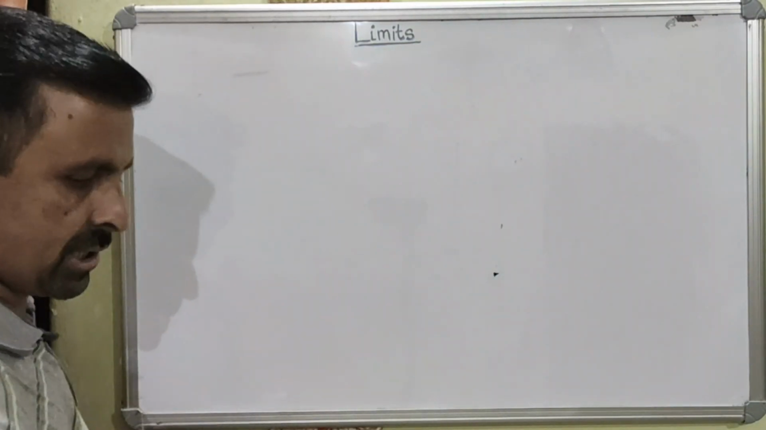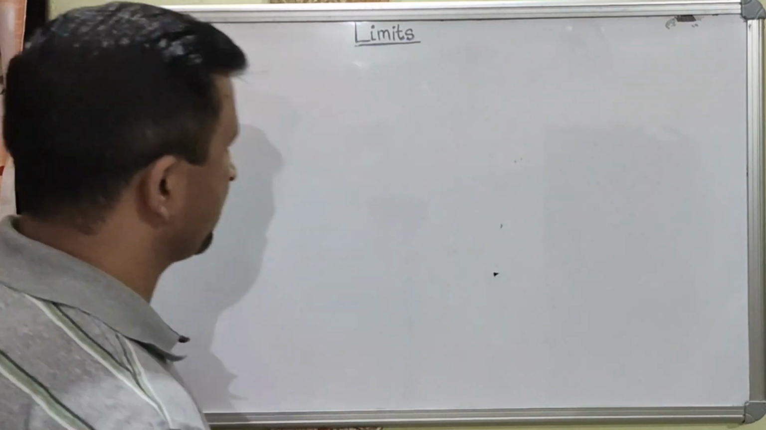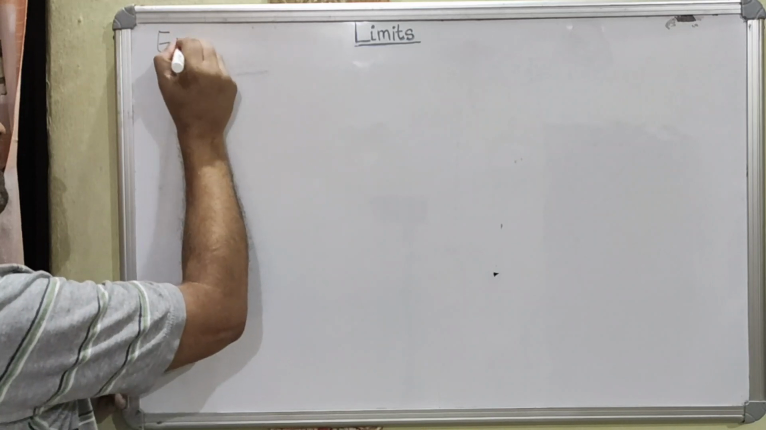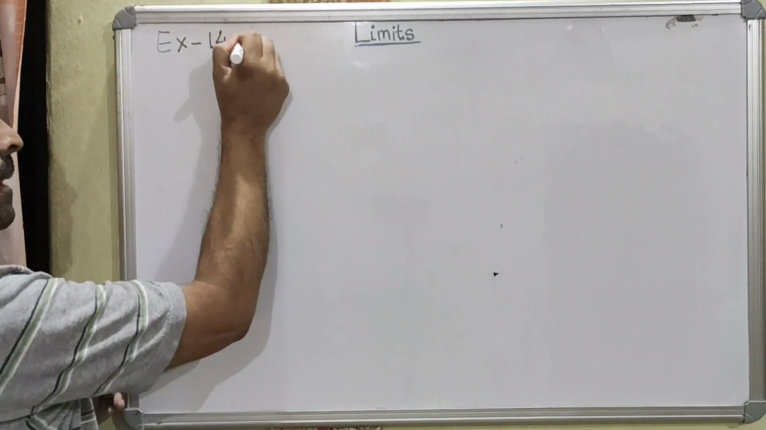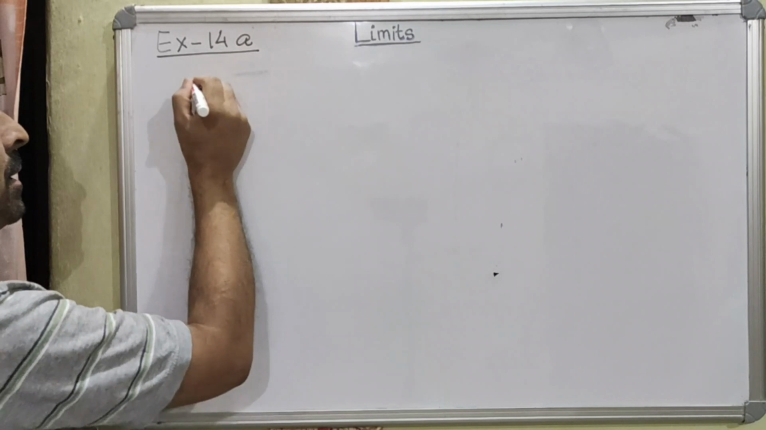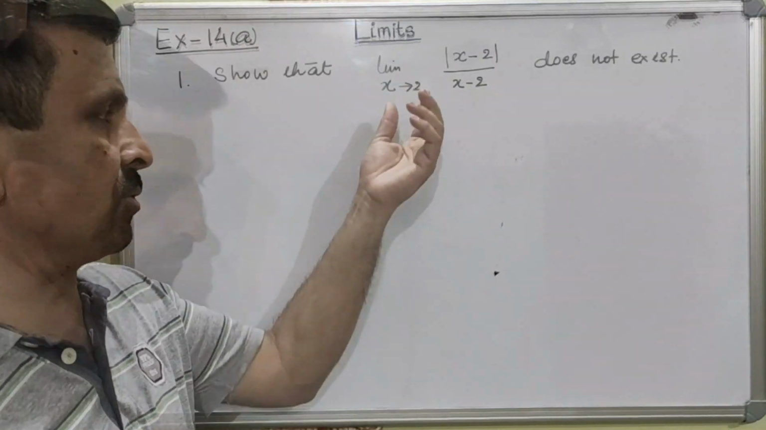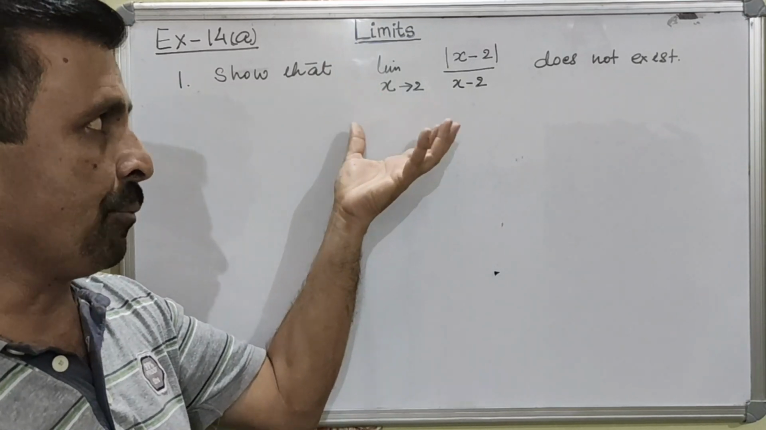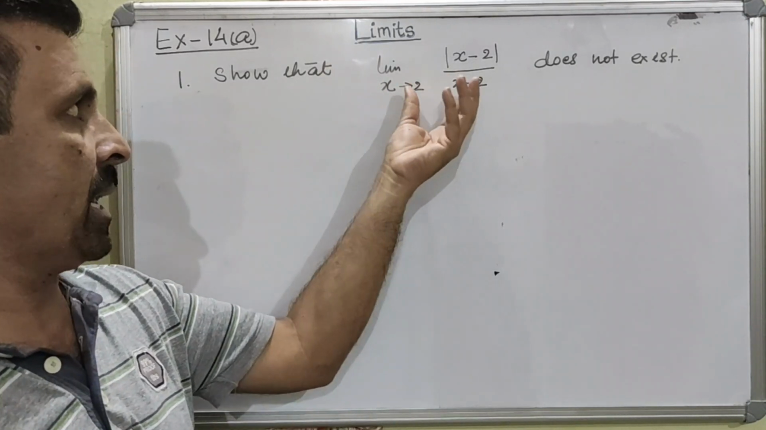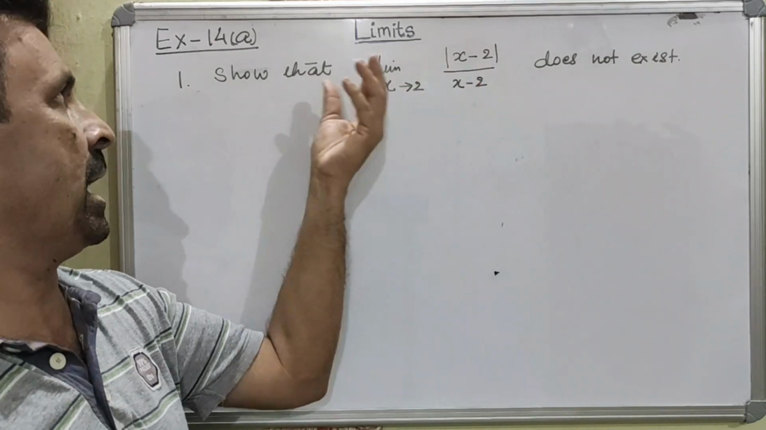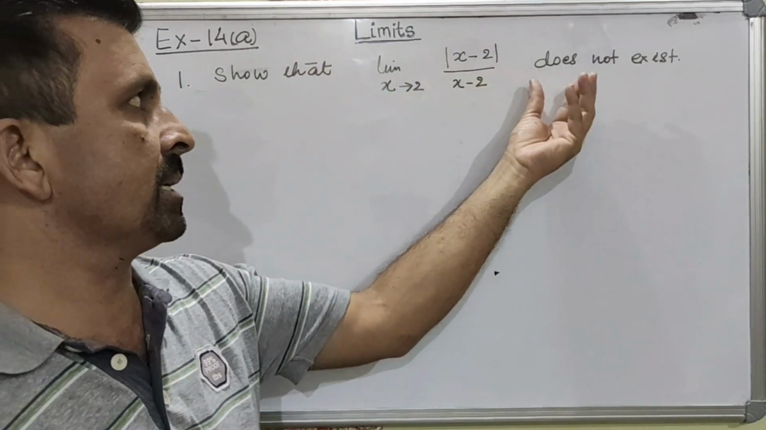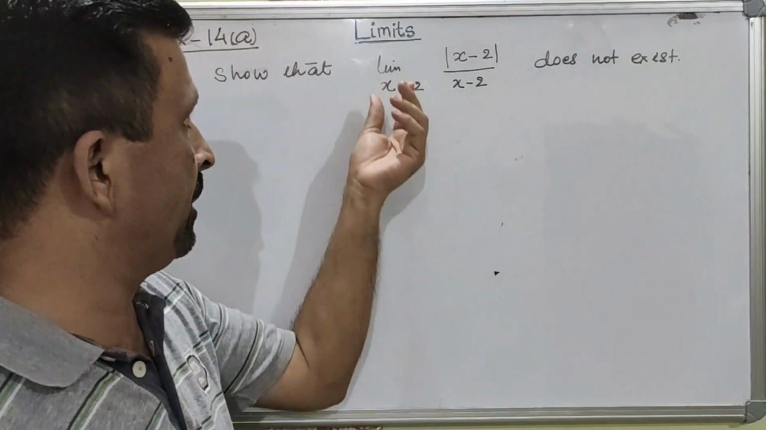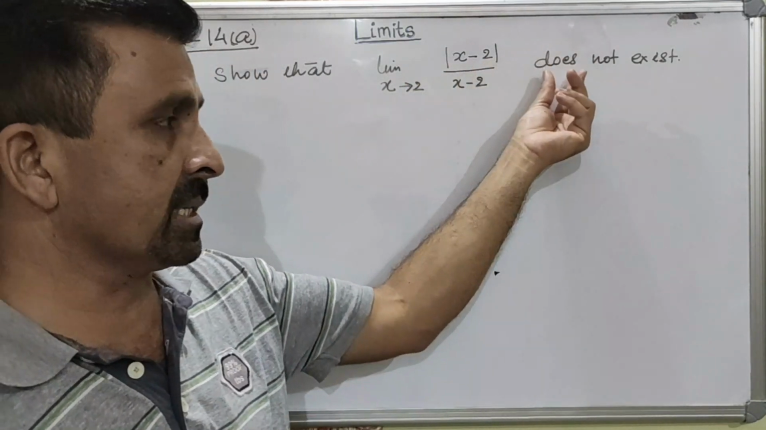Let us take one question of exercise 14A. The first question we have, with this question we will try to understand the meaning of limit. Here the type 1 question is, you are given a function and you are asked to show that the limit does not exist.